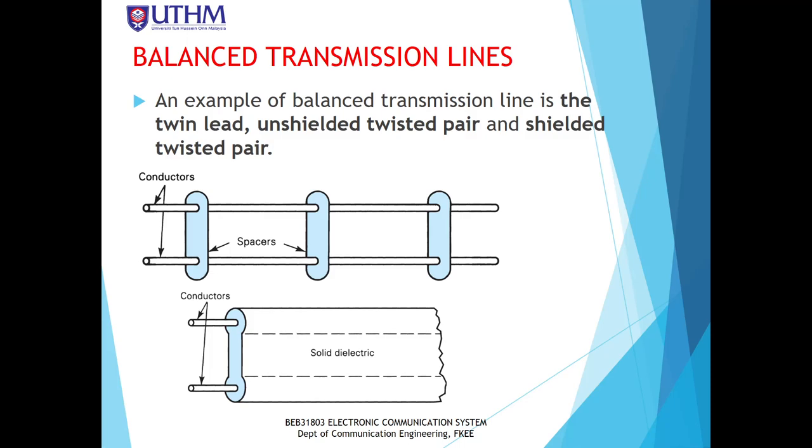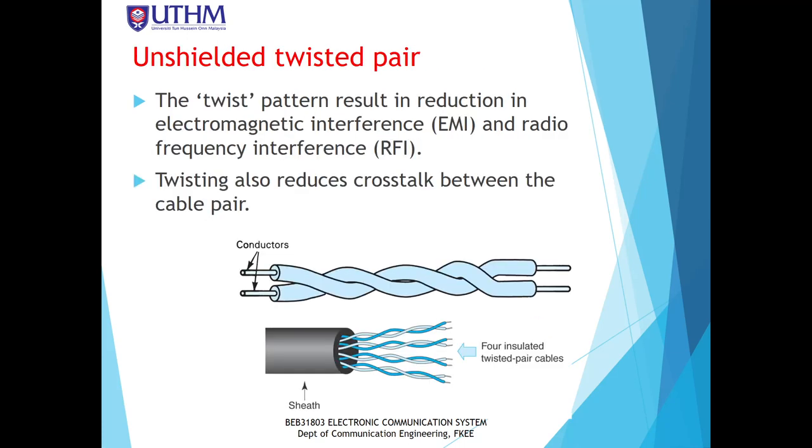Balanced transmission lines. Examples of balanced transmission line are the twin lead, unshielded twisted pair, and shielded twisted pair. So ada pelbagai jenis balanced transmission line yang kita selalu gunakan. So, this is an example of the balanced transmission line. This is also a balanced transmission line, which is a twisted pair.